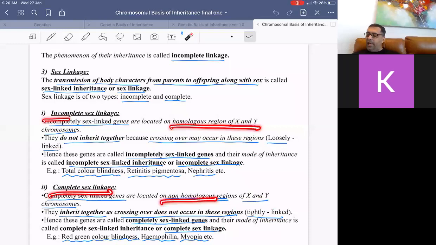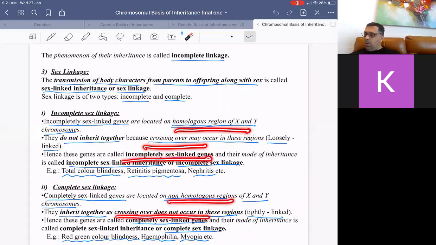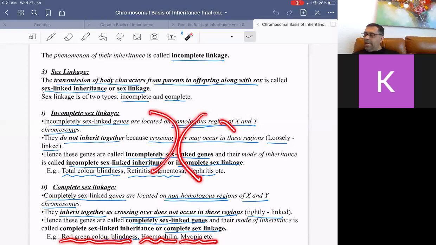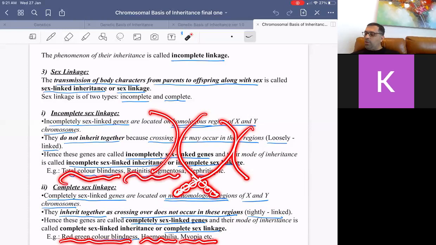Homologous crossing over takes place and it is called incomplete sex linkage. Non-homologous crossing over does not take place and it is called complete sex linkage. Which genes are completely sex linked genes? They are found on the non-homologous region of the X and Y chromosome. That is red-green color blindness, hemophilia, myopia, etc. So which genes were these? Which ones were for incomplete sex linkage? Total color blindness, retinitis pigmentosa, nephritis.